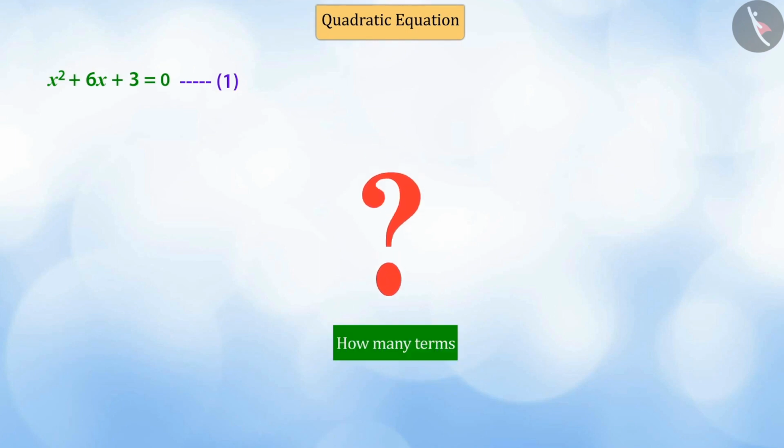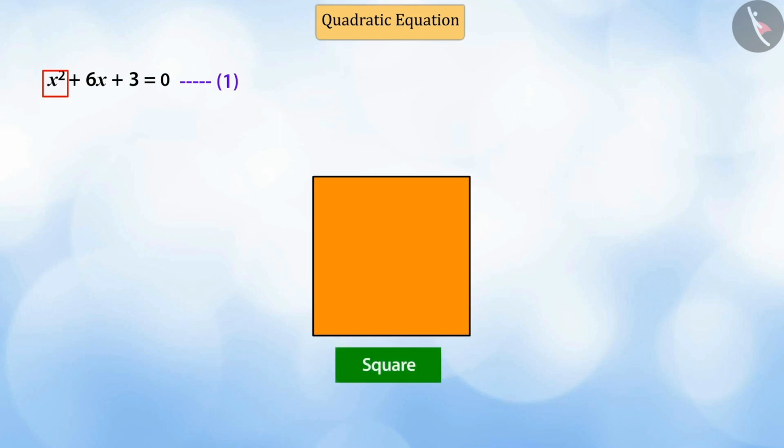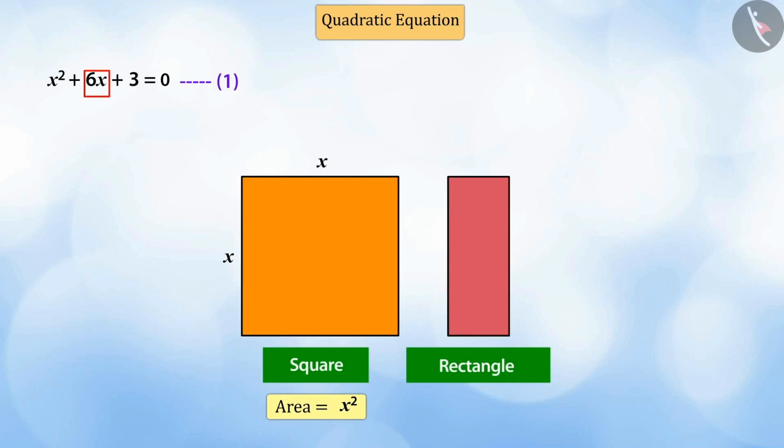How many terms can you see in the given equation? Absolutely right. This equation has 3 terms. Let us observe them. Talking about the first term of the equation, let it be a square, each side of which is x, whose area is x square. Similarly, looking at the second term of the equation, suppose it is a rectangle, which has one side 6 and the other side x, whose area is 6x.